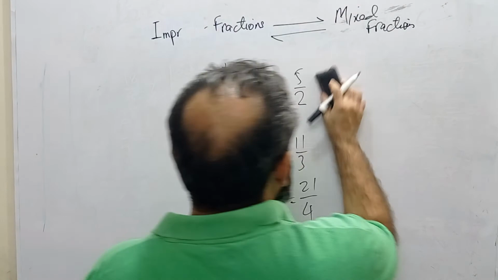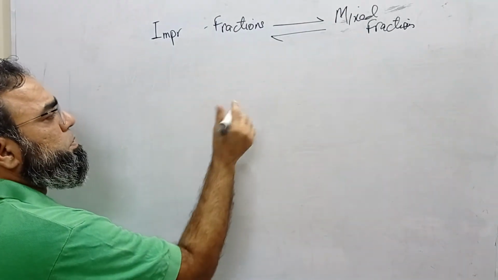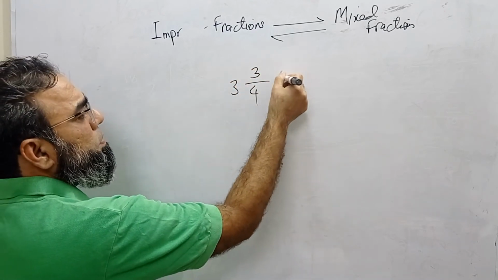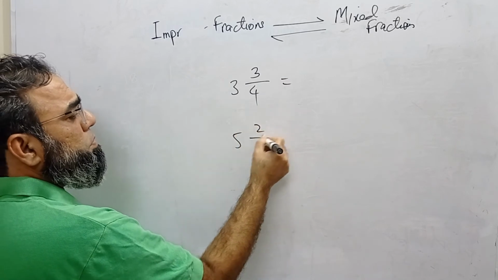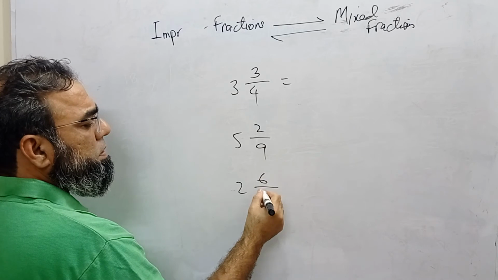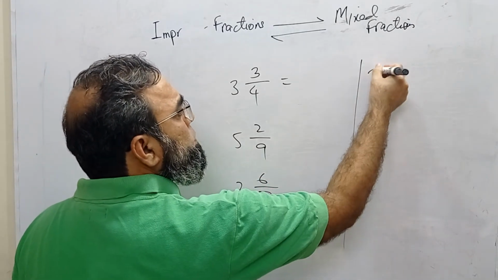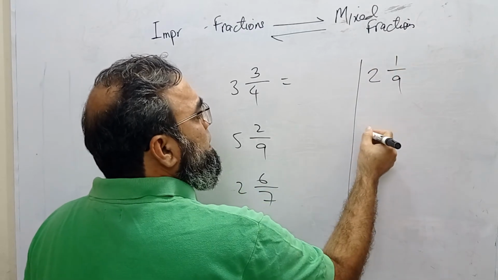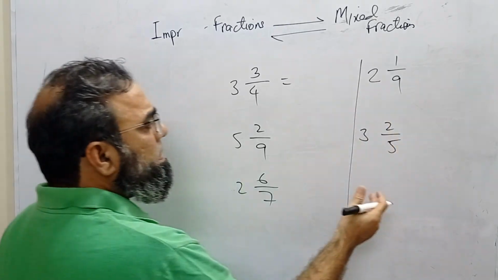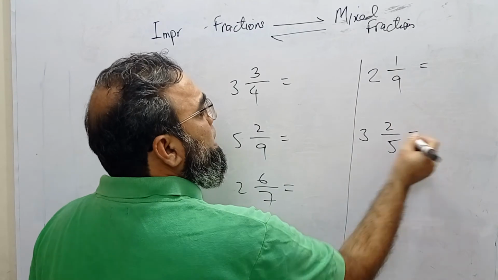Okay, let me give you 2-3 more examples so that you can then try them yourself. Suppose you have 3 whole 3 over 4. Okay, you have 5 whole 2 over 9. You have 2 whole 6 over 7. You have, let's say, 2 whole 1 over 9. You have 3 whole 2 over 5. So you can try them yourself. You can pause the video, you can try, and then you can see how I'm doing this, okay?